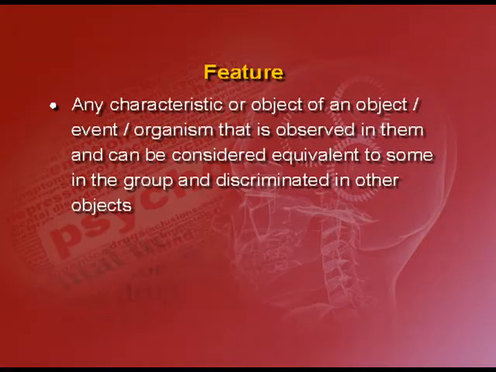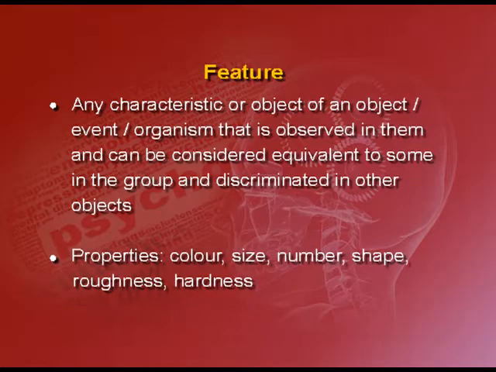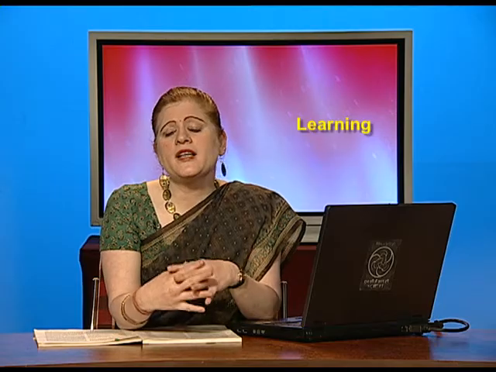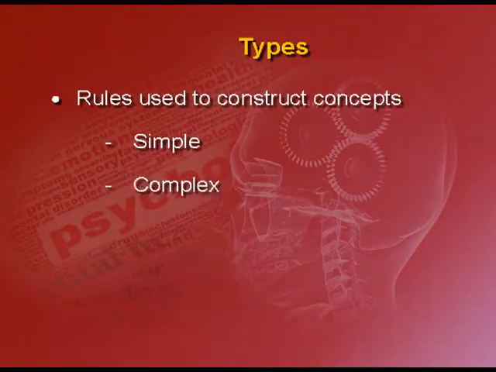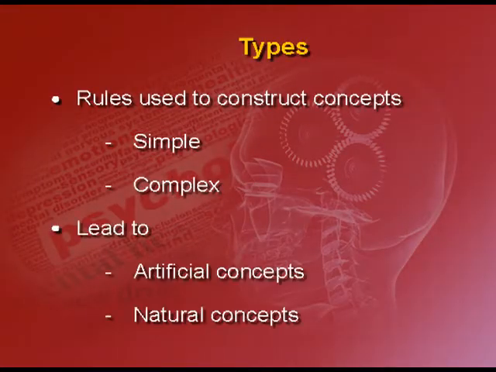Now, what are the features of concept learning or features of a particular concept? Any characteristic of an object that is observed in them and can be considered equivalent to some in the group. However, it is discriminated from other objects in other groups or even from the same objects in the same group. The properties can be color, size, number, shape, roughness, hardness, as we just saw. Now, there are different types of rules. These can be simple rules or complex rules that lead to the making of concepts.